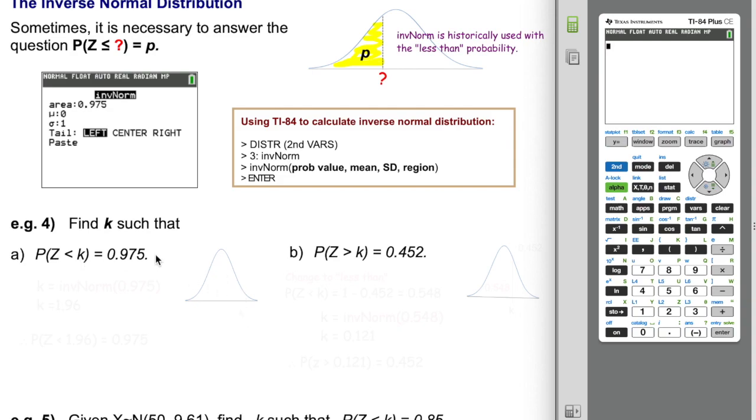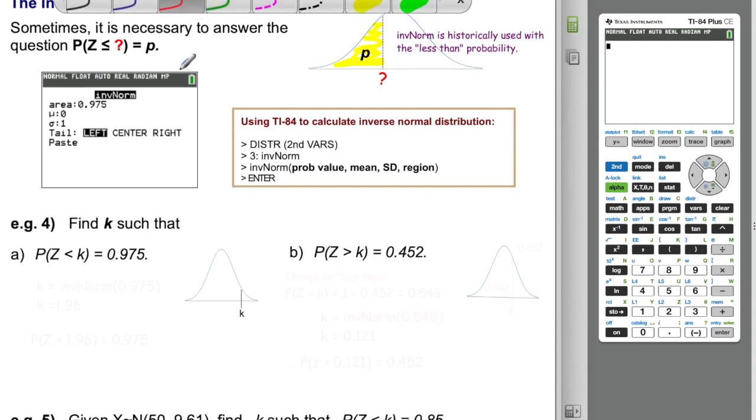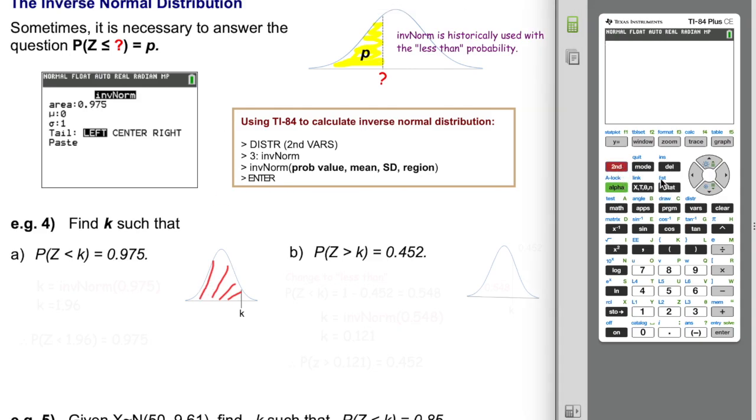Now 0.975 is a high probability, so we can imagine that we're looking at a region to the left of k that takes up most of the area under the bell curve. So I'm going to put k over here and indicate that this particular area here, okay, is 0.975. Okay, good enough. Using the calculator, I go to second distribution, so vars, and then number 3, inverse norm.